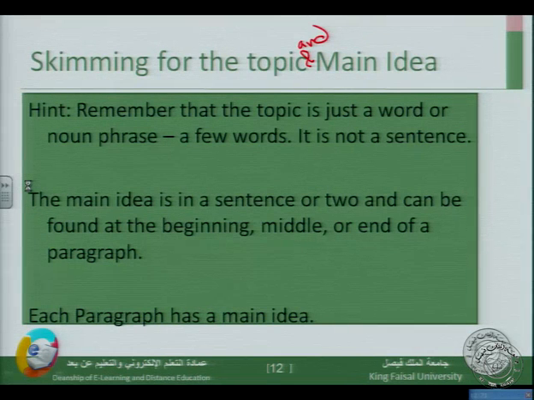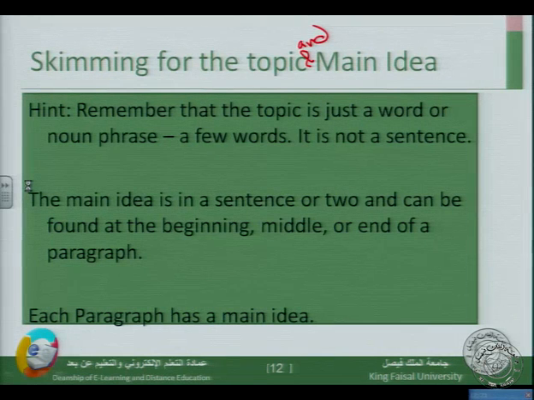So, as you can see, when I say what is the topic of this passage, you give me an answer with one word or 2 words or a few words. So it's not a sentence. So in the exam, if I ask you what is the topic of this paragraph, you need to give me 1 or 2 or 3 words. I'm not asking you for a sentence. Okay? The main idea is a sentence or 2 or 3 sentences.